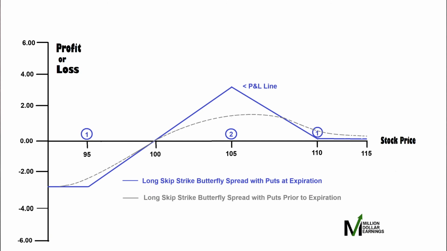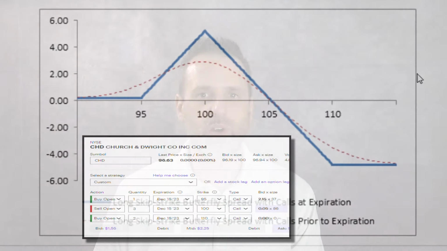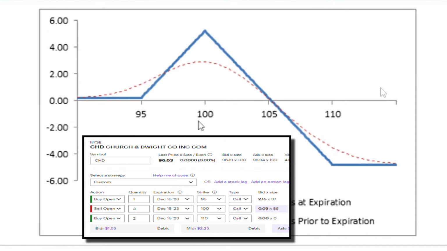The skip strike butterfly is what we call a three-legged call option strategy. Essentially, it strikes a balance between reducing risk and maximizing profits. As you can see with this illustration, the strategy starts with buying one call option right at the stock's current price, or at the money. You then sell 3 call options at a slightly higher strike price. Finally, you buy 2 more call options at a strike price that's double the range above the difference between those first 2 options.